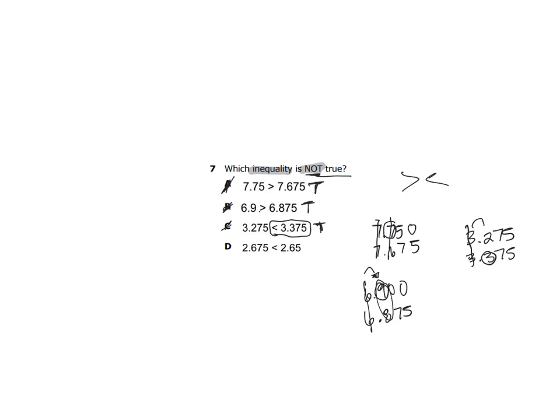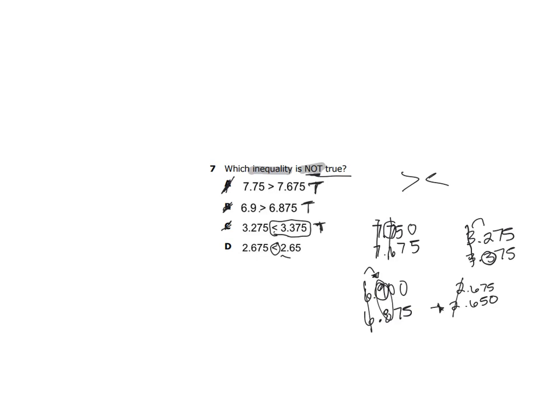So now let's look at D. Notice again, it also has the sign facing the opposite way, so this number is what they're saying is bigger. So 2.675 is less than 2.65. Again, I'm going to put my ghost zero. Okay, they think this number is bigger, so remember, we're seeing if this number is bigger.